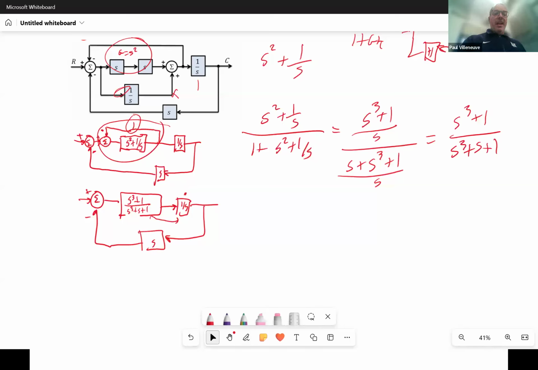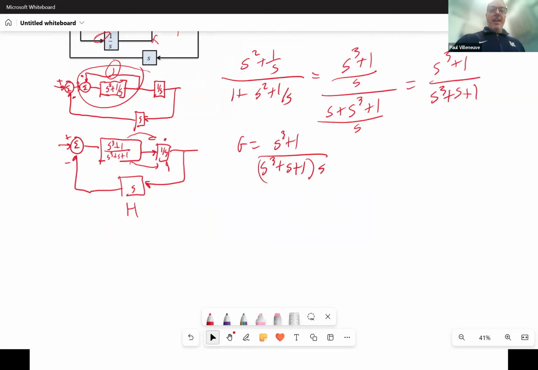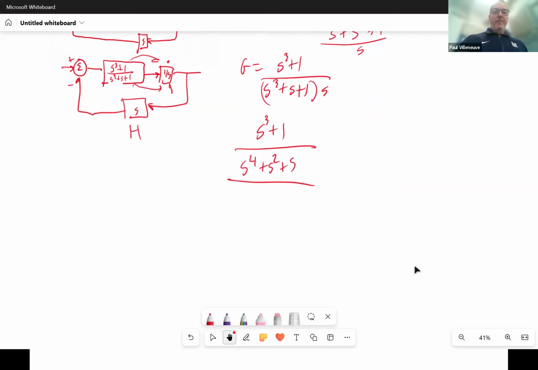Now my G, I'm going to have to cascade these two together. So when I cascade these two together, what I end up with for my G is S cubed plus 1 all over S cubed plus S plus 1. And then I just multiply that by S because that's in the denominator term. That's my G term. My H is here. So this is a feedback. So I have G all over, up a little bit, 1 plus GH.